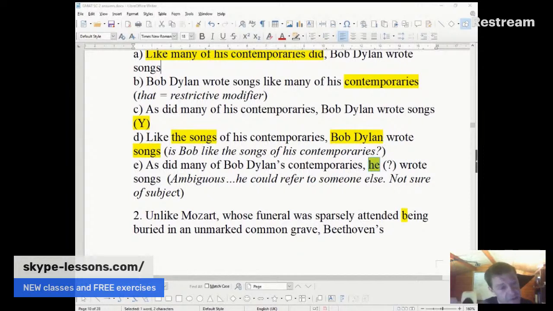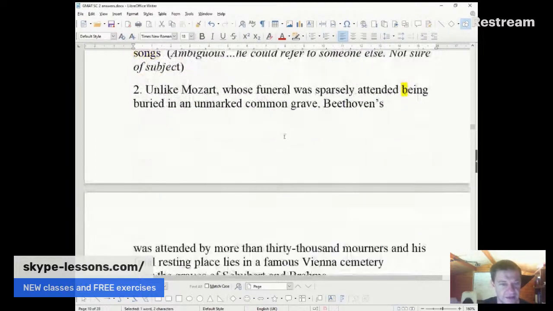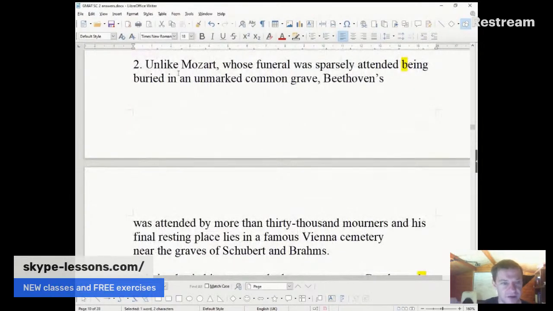As you can see, when we're doing these questions, very often we're talking about comparisons, relative clauses, or parallel structure. All of these topics are very useful when you're doing these kinds of tests. Let's have a look at the next one, and it's quite a mouthful. "Unlike Mozart, whose funeral was sparsely attended, being buried in an unmarked common grave, Beethoven's was attended by more than 30,000 mourners, and his final resting place lies in a famous Vienna cemetery near the graves of Schubert and Brahms."